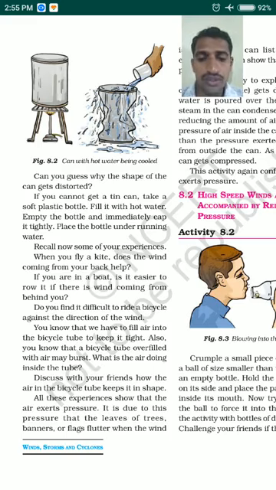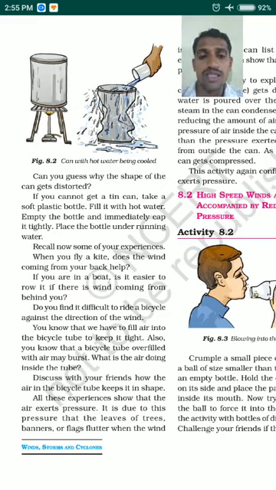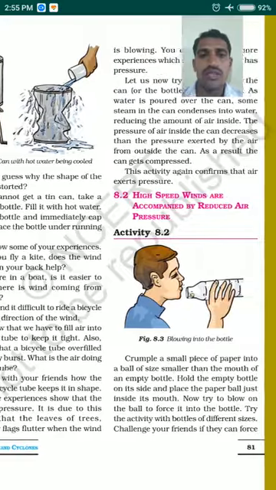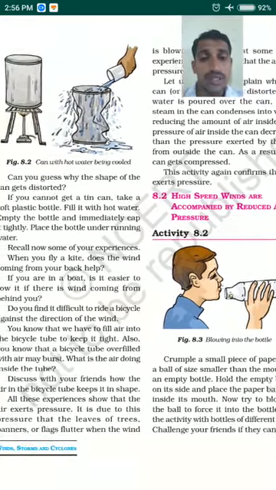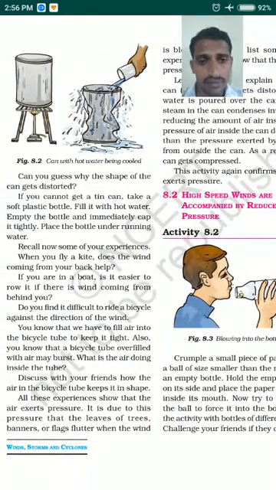So it is due to the pressure that the leaves of the trees, banners or flags flutter when the wind is blowing or wind blows faster. See, due to this pressure exerted by the wind or air, the leaves of the trees start moving. Dry leaves which have fallen on the ground start moving from that place forward. Even the banners start shaking, right? Even banners and even the flags.